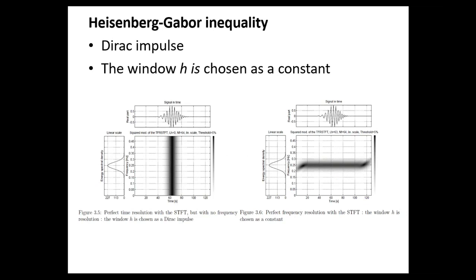Now, due to the Heisenberg-Gabor inequality, if you use a Dirac impulse, that means if you get a very good resolution in the time domain, the frequency domain resolution is lost. Whereas if you choose a window h as a constant and increase the length of this window in the time domain, the frequency resolution has increased, but your time resolution has decreased.